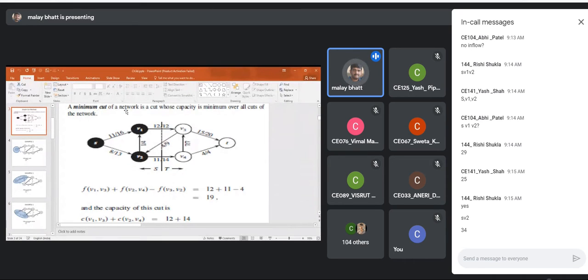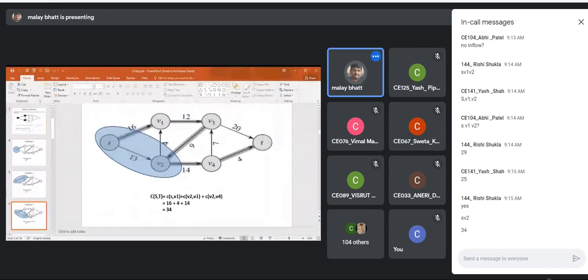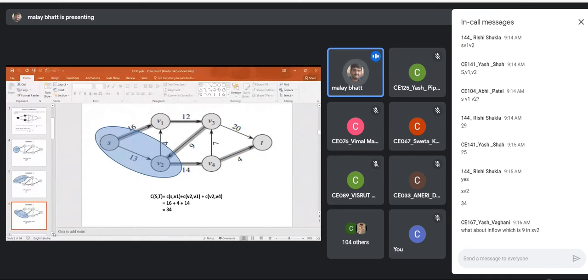A minimum cut of a network is a cut whose capacity is minimum over all the cuts of the network. And the minimum cut also indicates the max flow of the graph, right? So that we'll see also. This is the same example which we have solved previously, so you will find that the minimum cut value will be equivalent to the flow value.